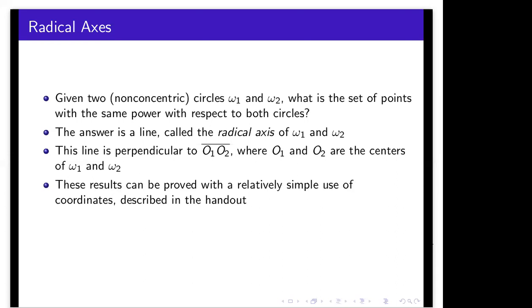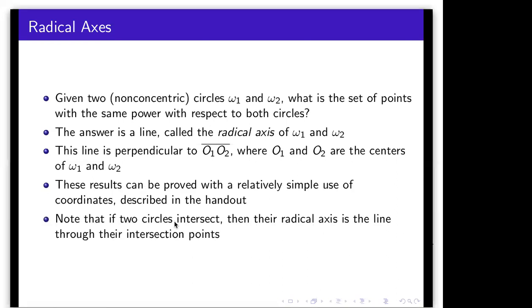As mentioned earlier, if the two circles intersect, then the radical axis ends up being the common chord of the two circles. This is because each intersection has 0 power with respect to both circles, so each intersection point lies on the radical axis. Since the radical axis is a line, and we know 2 points on the line, we can just draw the common chord, which is the unique line containing both points.